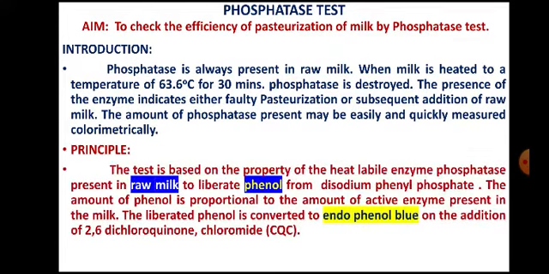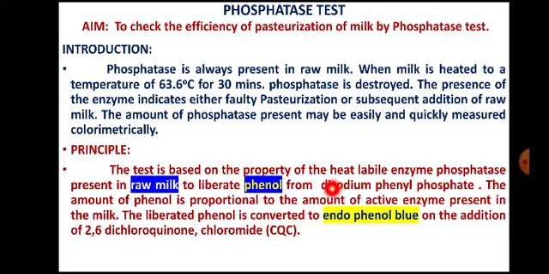Now let us see the principle of this test. So it is based on the change of color. Now this test is based on the property of the heat labile enzyme, that is phosphatase enzyme, which is present in raw milk. And this enzyme liberates phenol from disodium phenyl phosphate.